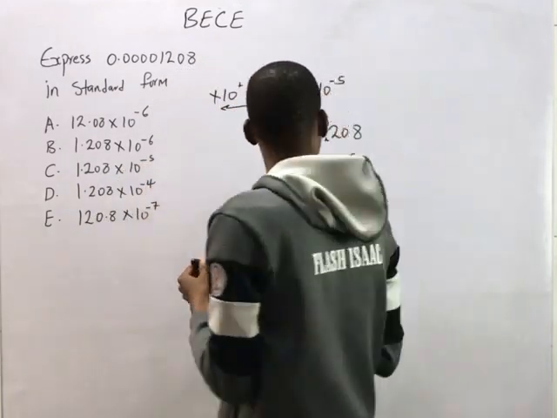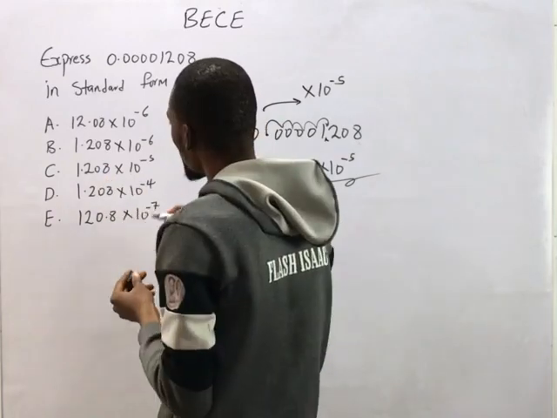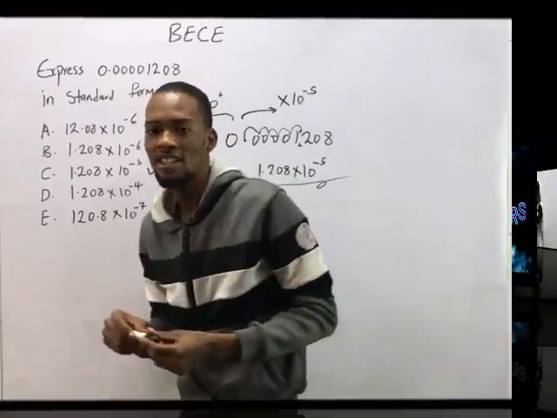And what option is that? 1.208 times 10 to the power of minus 5. So that is option C. So you've gotten the right answer.